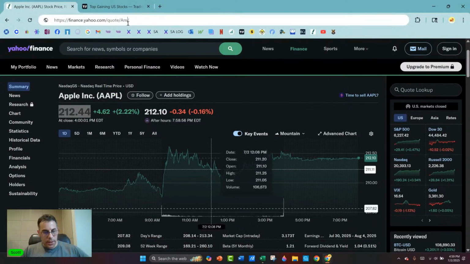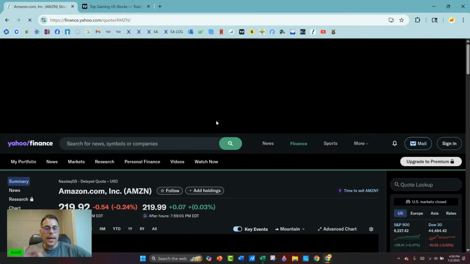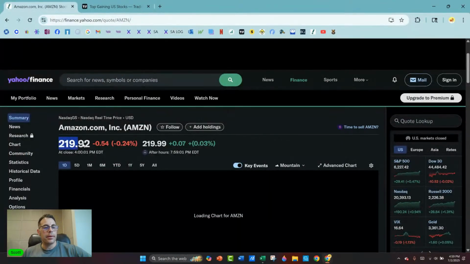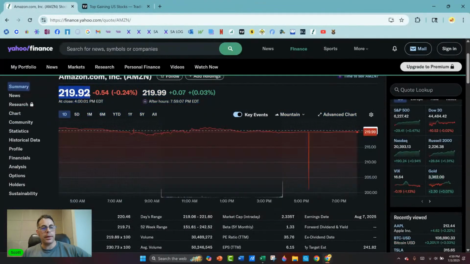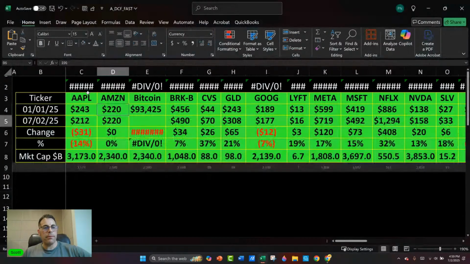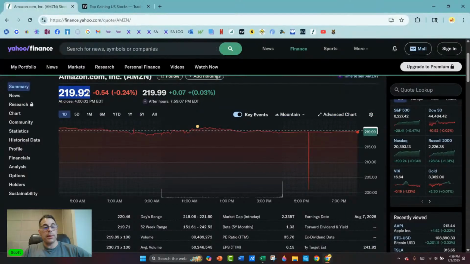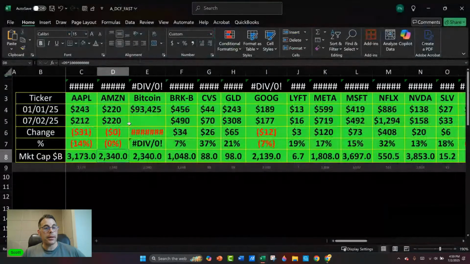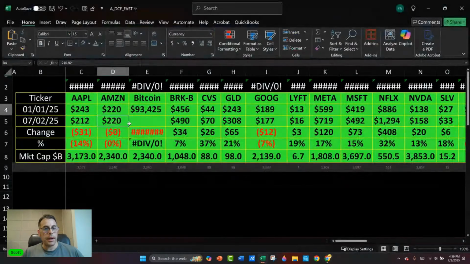Let's see, how did Amazon do today? See, as I type it in, I remember it, or at least I visually see. So Amazon's pretty much flat from the beginning of the year. 2335.